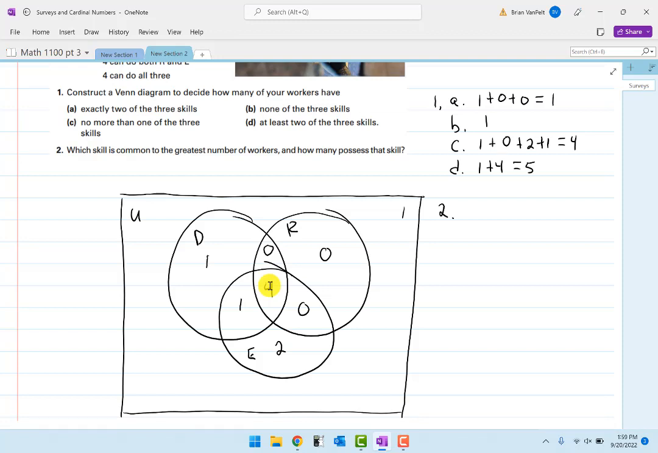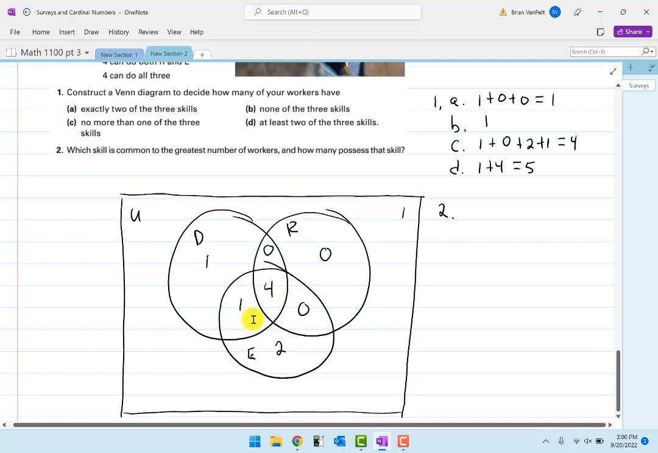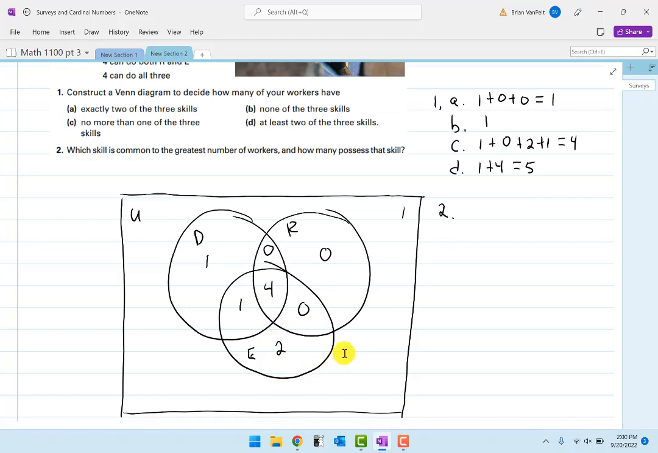For question 2, which skill is common to the greatest number of workers? Well, the greatest number of them look like they can do electrical work. How many possess that skill? We have 4, 5, 6, 7. So we have 1 plus 4 plus 2 equals 7. And oh, there were actually 2 questions here. So E was the one that gave the most workers.